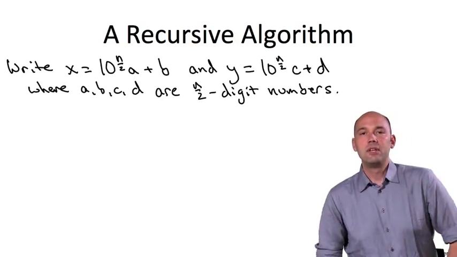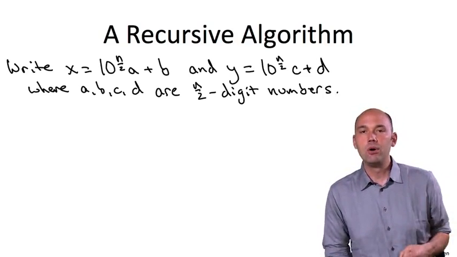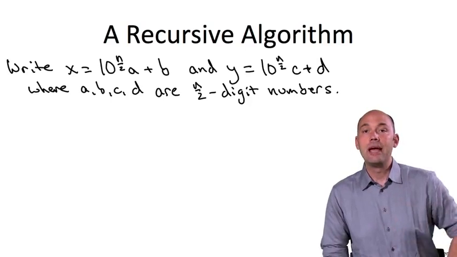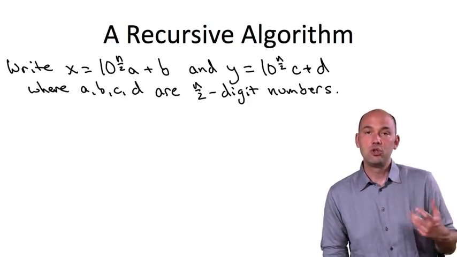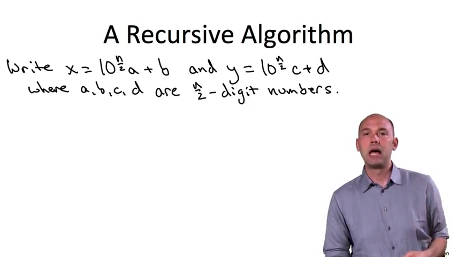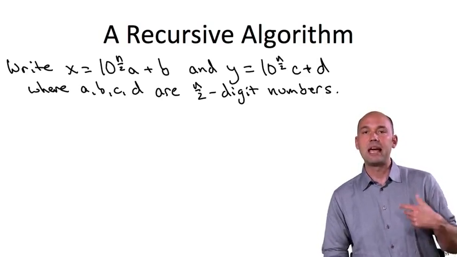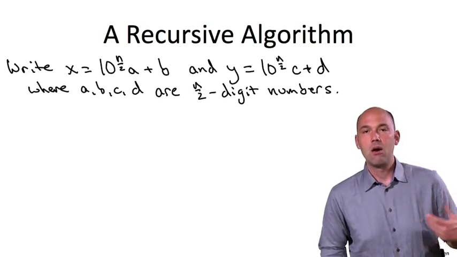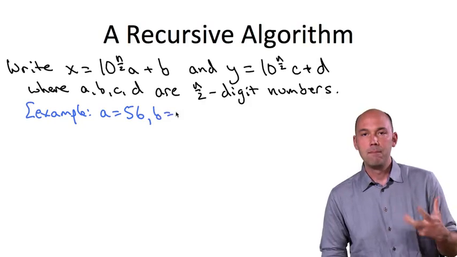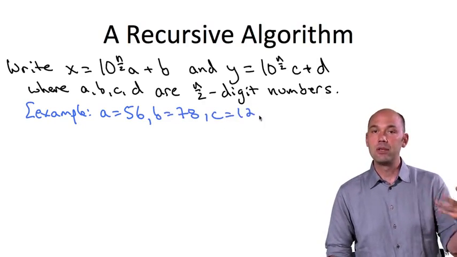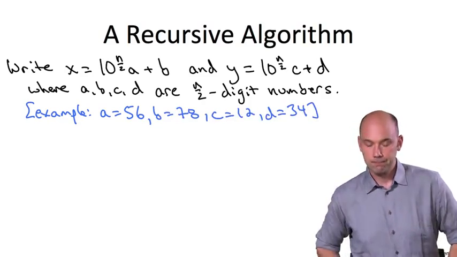In general, given a number x with n digits, it can be decomposed in terms of two n over 2 digit numbers, namely as a, the first half of the digits, shifted appropriately, that is, multiplied by 10 raised to the power n over 2, plus the second half of the digits, b. In our example, we had a equal to 56, b was 78, n was 4, so 10 to the n over 2 was 100, and then c and d were 12 and 34.